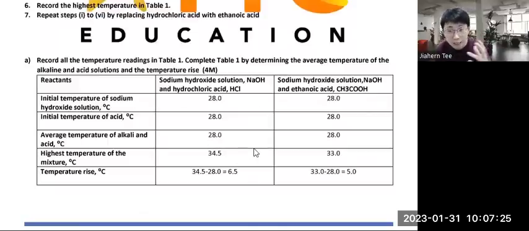So let's say for this experiment, when we do strong acid, initially it's 28 degrees Celsius, then it reaches a highest temperature of 34.5. So 34.5 minus 28, you get 6.5. Then for weak acid and alkaline, you will get 5.0. So you realize that the theta, the temperature change, the temperature rise, is slightly lower in your weak acid, but strong acid gives you a higher temperature rise. So of course, once you got this result, let's try to answer questions.